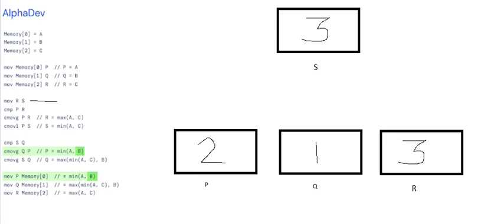Alright, this line here, compare P and R. Compare is actually a subtraction where the answer isn't written anywhere. 2 minus 3 is -1. But what the CPU will do is remember, it'll look at the answer and record properties of the answer. Like, is it 0? Is it less than 0? Is it greater than 0? And some other things that don't matter. And the next instruction here is going to use that information.